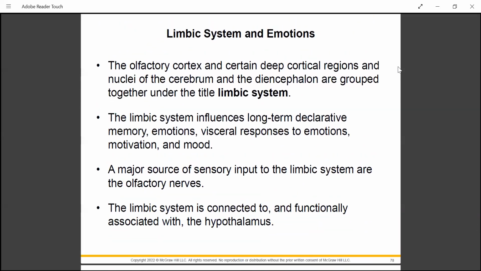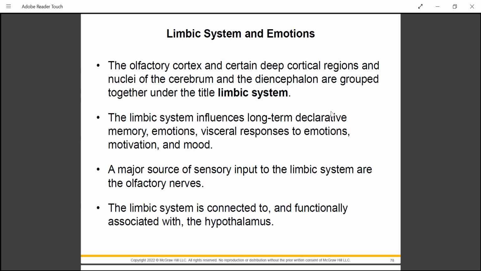All right, our limbic system is our emotional system. It's connected with a few of our sensory systems as well. One of the strongest connections is with our olfactory system, our sense of smell. There are also some deep regions within the cerebrum and diencephalon, like the thalamus, where we interpret emotion as well, that are all grouped into the limbic system.